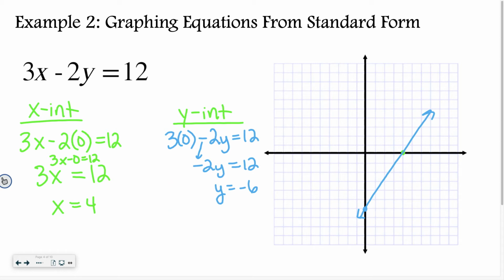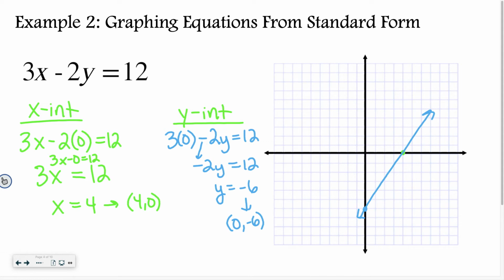Now, if you were asked to write your intercepts as ordered pairs, what would that look like? If x equals 4, that's going to look like 4, 0. And if y equals negative 6, that intercept is going to be 0, negative 6. And sometimes the book will ask you to write the ordered pair for your intercepts or your solutions for this graph, okay? So hopefully that makes sense.